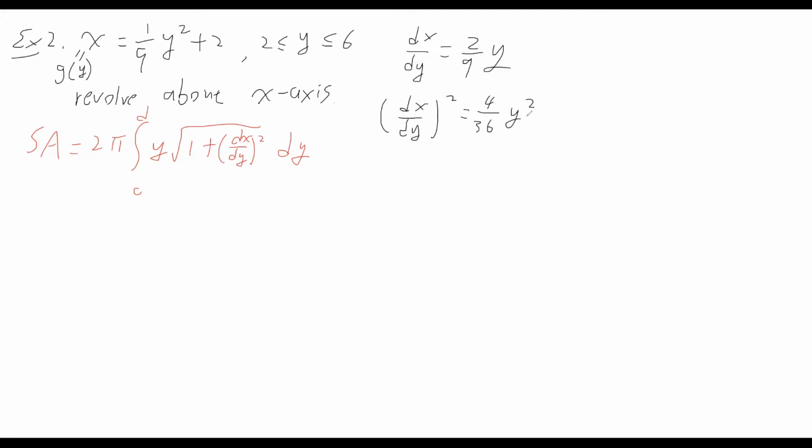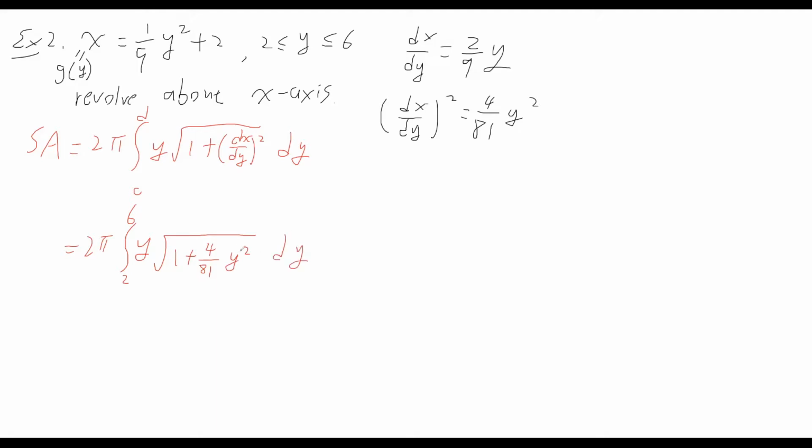Oh, not 36, sorry. 81y squared. Okay, and then 1 plus that. All right, so let's put it back in here and see what we're working with. 2 pi, and then bounds 2 to 6. Y, square root of 1 plus 4 over 81 y squared dy.